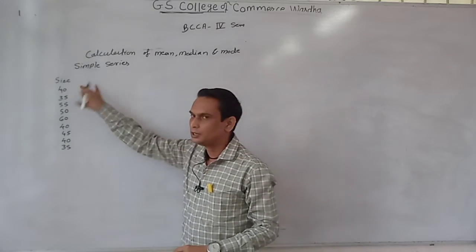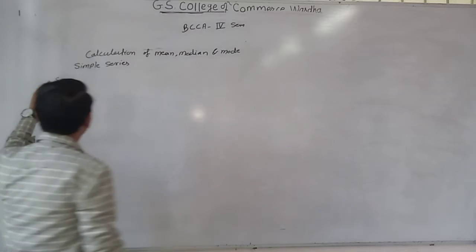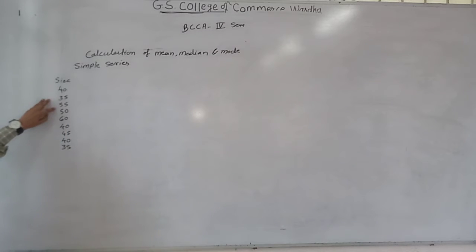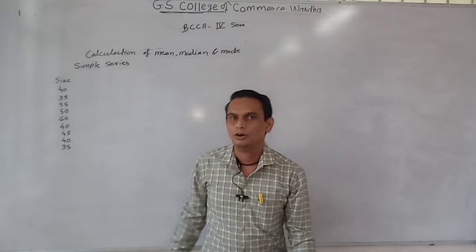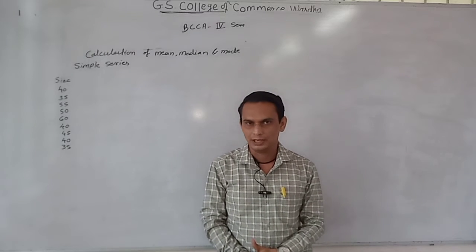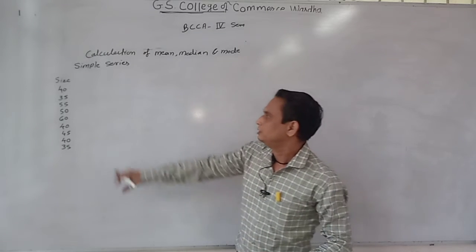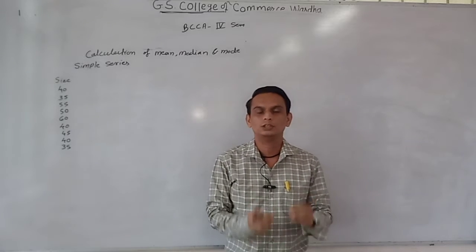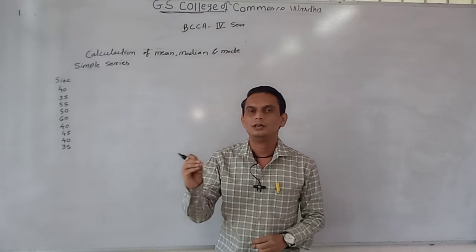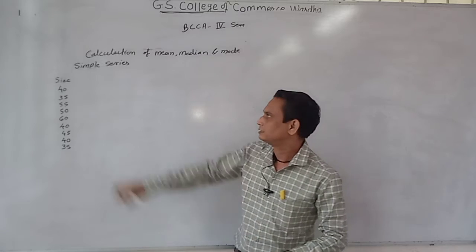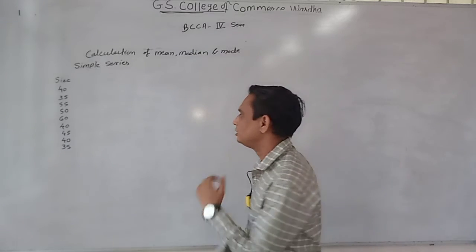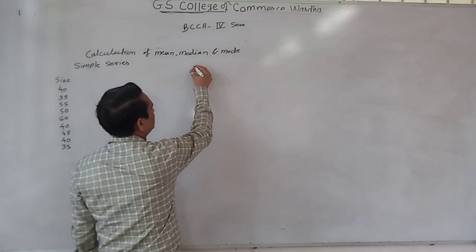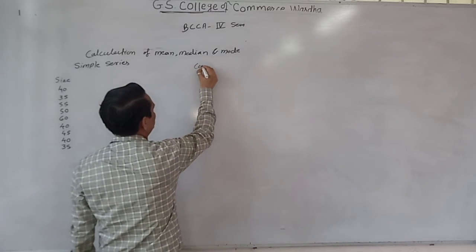We have the data available, just like the sizes 40, 35, 55, 50, 60, 40, 45, 40 and 35. These are the values or observations available for the example. This observation is not in a specific format or arrangement, so it is called a simple series. To calculate the mean for this series, we have some steps.